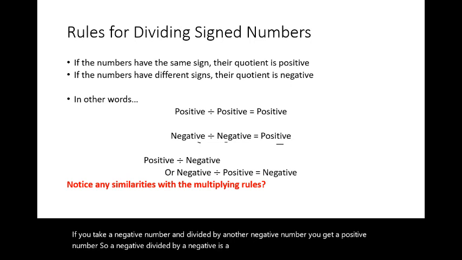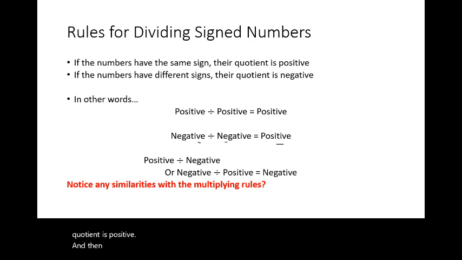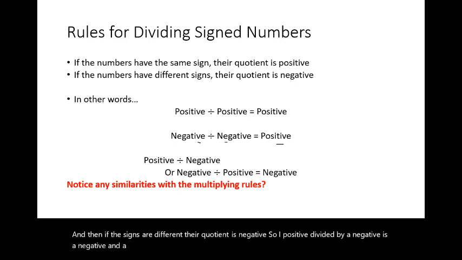If the signs are the same, their quotient is positive. And then if the signs are different, their quotient is negative. So a positive divided by a negative is a negative, and a negative divided by a positive is also a negative.